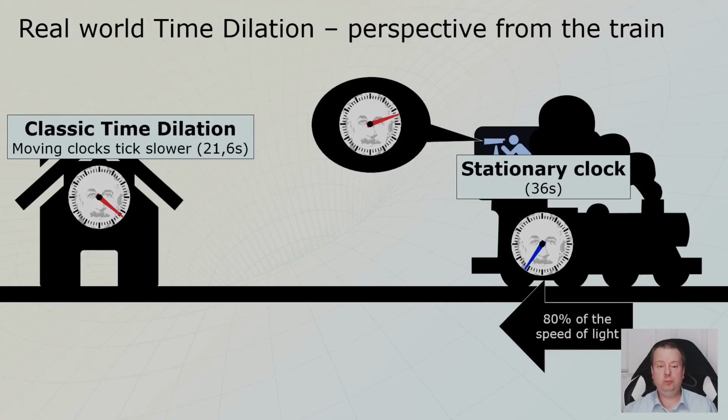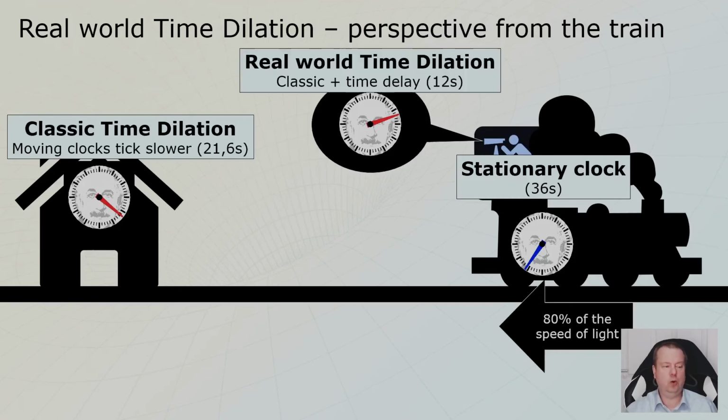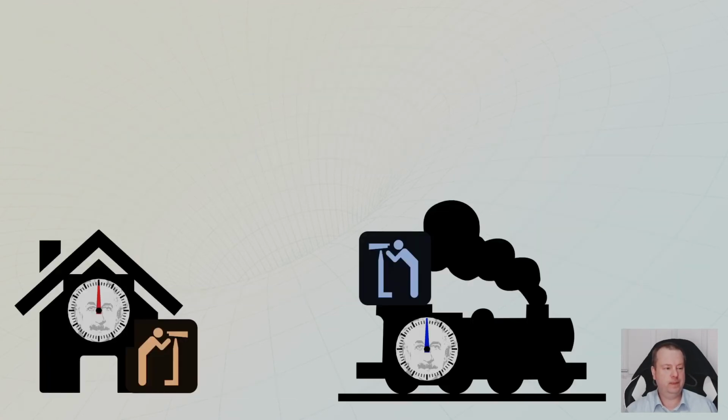Ooh. Yes, because moving clocks tick slower, you know. And from the perspective of the train, the house is moving. So the house clock is moving slower. But the people in the house will say, no, your clock is moving slower. The people in the train will say, no, your clock is moving slower. And if they look in their telescope, it's even worse. In the telescope, they only see our clock in the house at 12 seconds. I still don't have the words for how crazy this is.